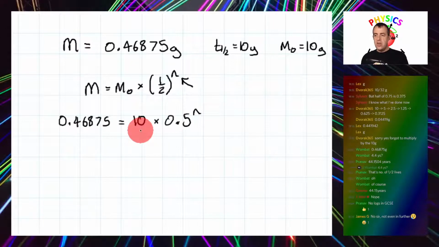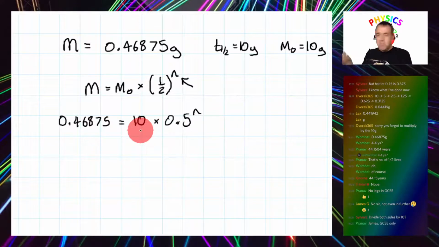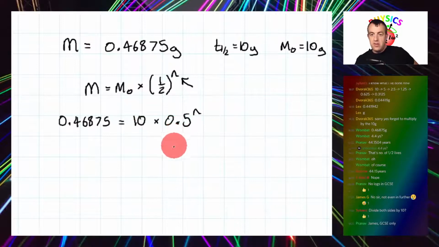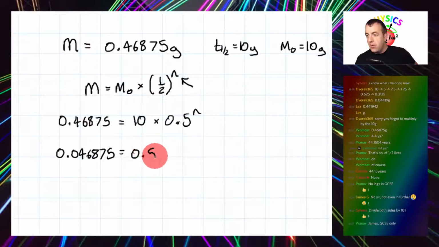So I've just got something much more simple. Right now, 0.5 to the power of n is being multiplied by 10. Divide both sides by 10. Super. Well done, Silvers. So this becomes 0.046875, and that equals 0.5 to the power of n.